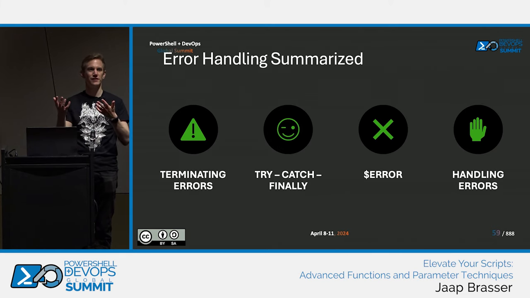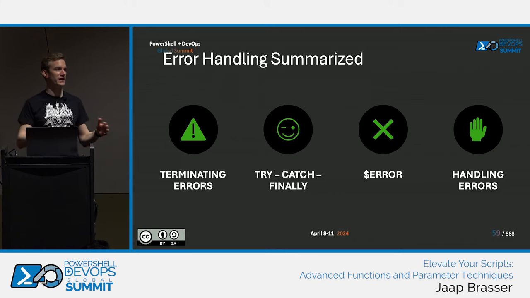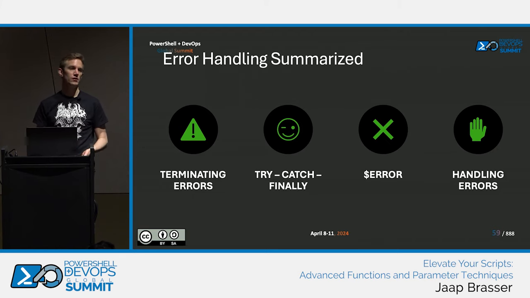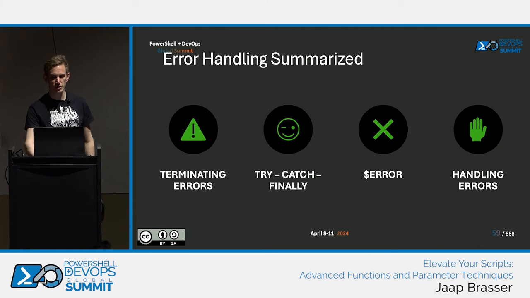So then I knew that if I was doing a file server migration, I could quickly get an overview of the paths that a specific user, if I would run it in a specific context, didn't have access to. And then based on that, I could do either reporting or take immediate action. So be aware that you can use custom error variables for that purpose.